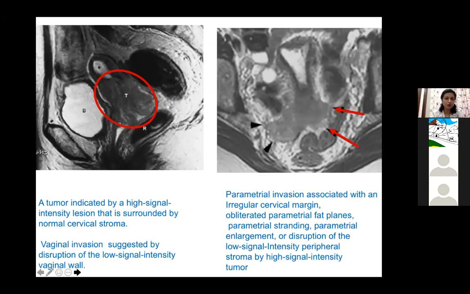So this is just to show you how the tumor looks on an MRI. The tumor is usually indicated by a high signal intensity that is surrounded by normal cervical stroma. And this is a coronal section which shows you very beautifully the parametrial invasion. So the cervical stromal rim in axial sections is usually lost, and there is a breach of the cervical stromal rim, and you can see the parametrial extension. And you will see the disruption of the low signal peripheral intensity by the high signal tumor.